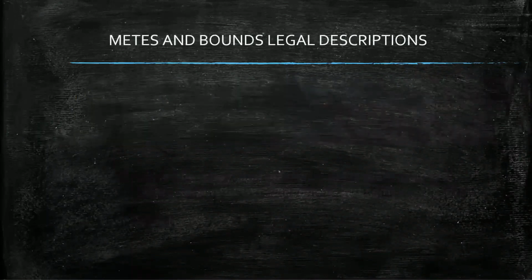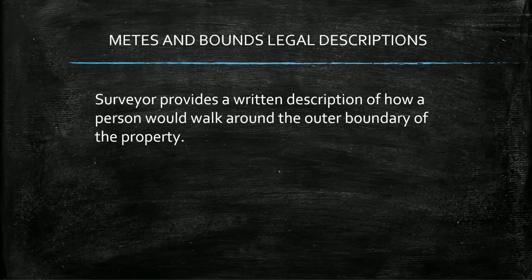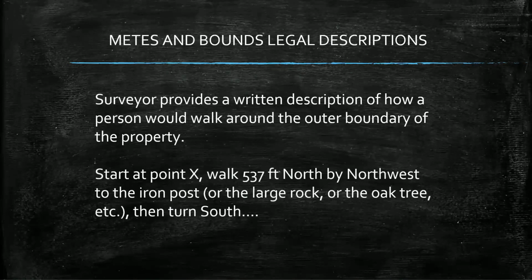When you're dealing with a meets and bounds legal description, what happens here is the surveyor provides a written description of how a person would literally walk around the outer boundary of the property. And that's how they describe the boundaries. You're going to start at point X. You're going to walk 537 feet north by northwest to the iron post. And in earlier days, it might have been to the large rock or to the big oak tree, whatever. And then you're going to turn south and they're going to give you some more directions. And eventually you will walk all the way around the perimeter of the property.